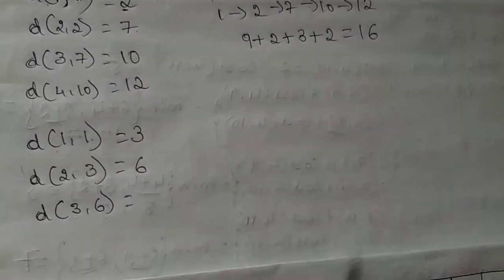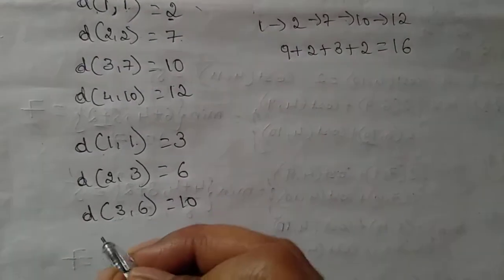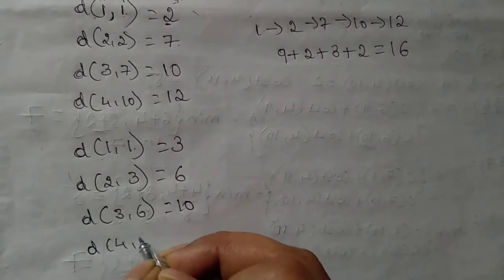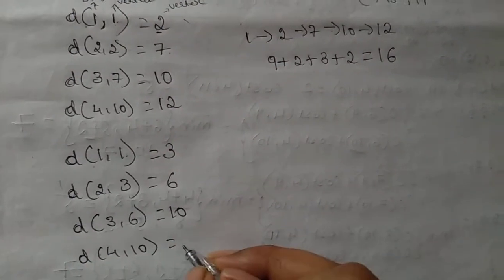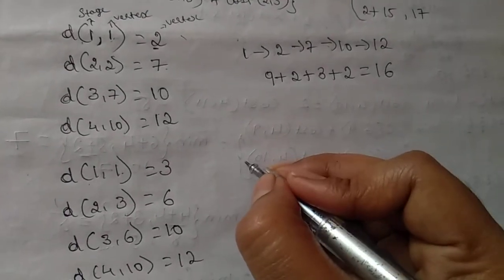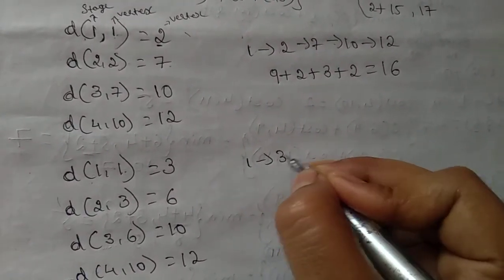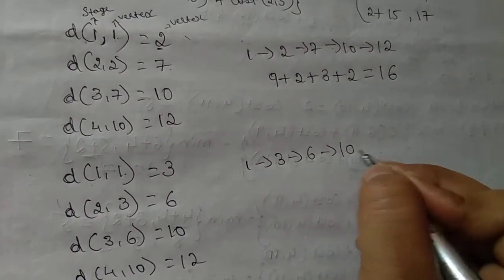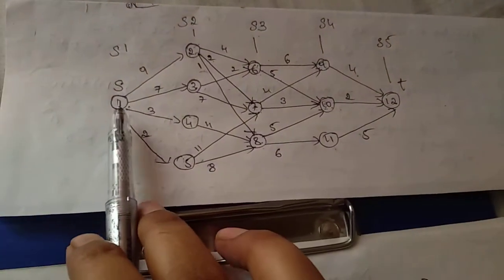6, where is it going? To 10. 10 is in the fourth stage. Where is it going? It is going to 12, you know. What is the path? 1 to 3, 3 to 6, 6 to 10, 10 to 12. Now just check the cost. 1 to 3 it is going.